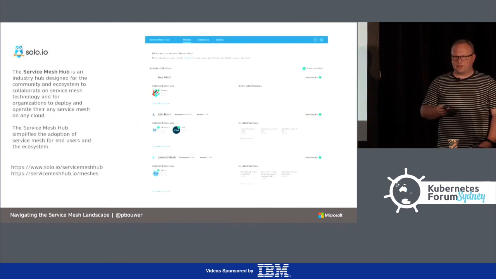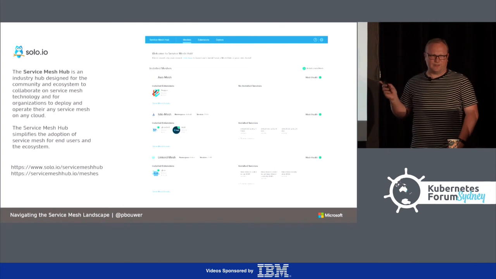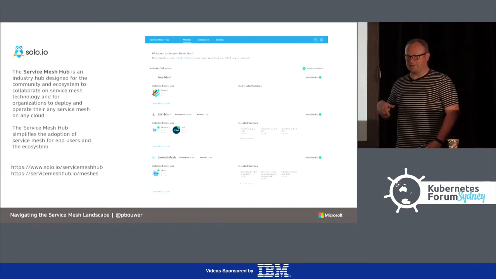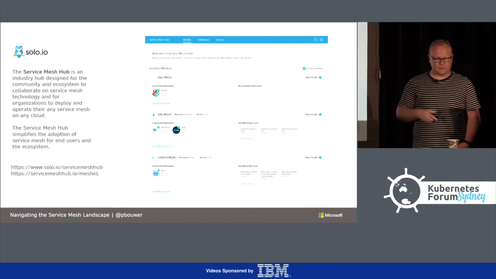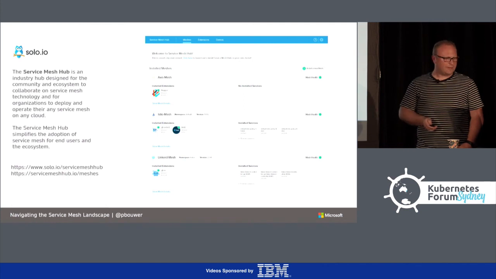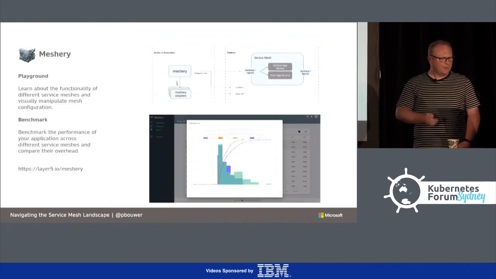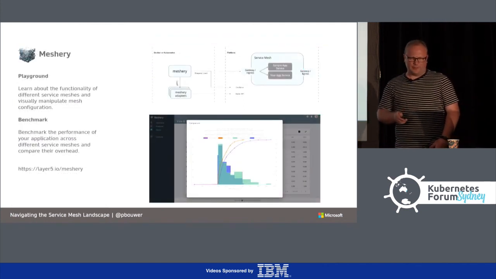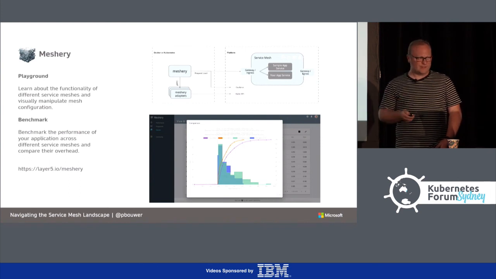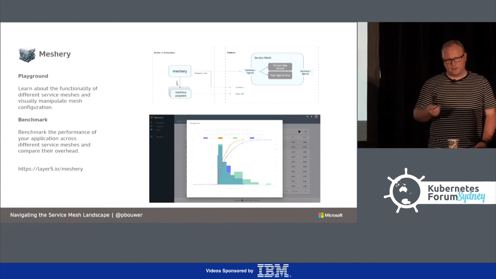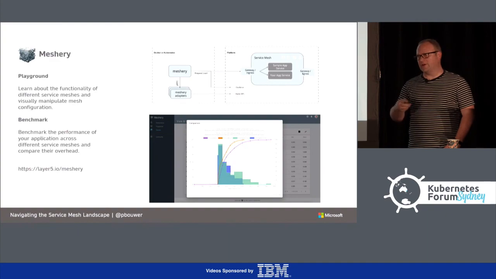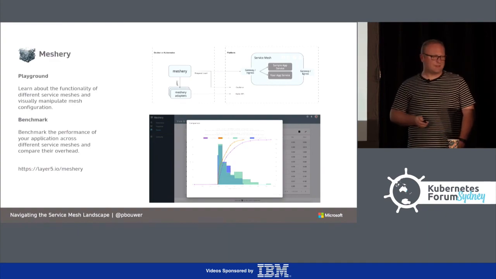Solo has a Service Mesh Hub. This is also really interesting if you want to start playing with these different meshes. You install this in your cluster, and it will allow you to install each of those meshes really easily and get to play with them. Meshery has also got a playground which allows you to install the meshes quite simply. Something interesting they're doing is benchmarking. They've started a community effort to start gathering metrics around what the impact of each of these meshes is.